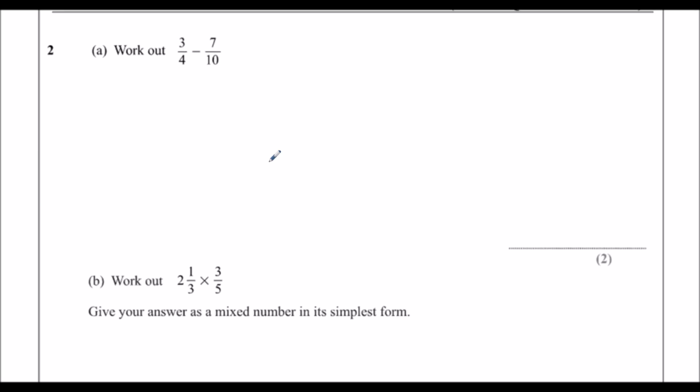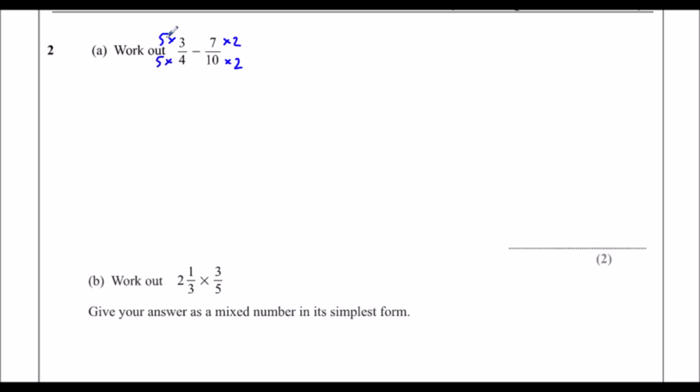Question 2, work out 3/4 minus 7/10. To add or subtract fractions, we need to make the denominators the same. So we can make them both 20 by multiplying the top and bottom of 3/4 by 5 and the top and bottom of 7/10 by 2. If we'd multiplied 3/4 top and bottom by 10 and multiplied the top and bottom of 7/10 by 4 and made the denominators 40, that would also be correct. We'll just have bigger numbers.